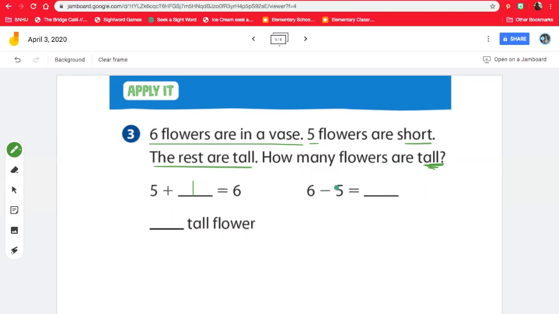Now 6 take away 5, we could start at 5 and count on, kind of like what we did here. 5, 6. I have 1, which means 1 finger up, which means 6 take away 5 is 1. So there is only 1 tall flower and 5 short flowers.